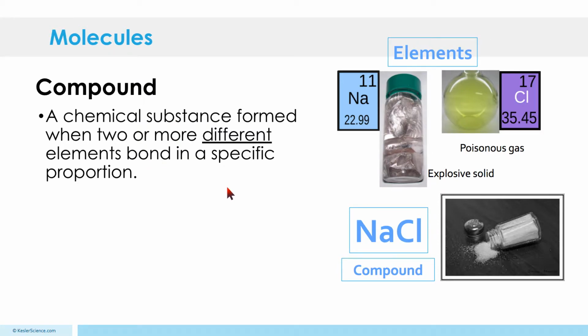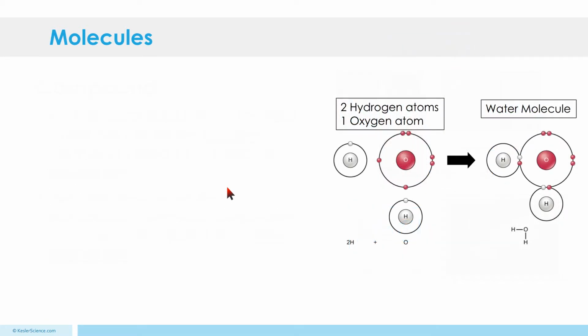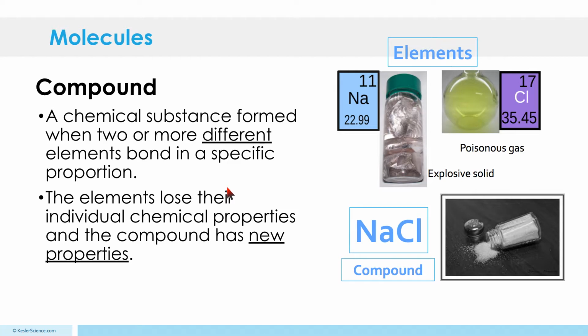But so we now know that a molecule is 2 or more atoms, but a compound is 2 or more elements. And you've got to understand the difference between a molecule and a compound. So let's do a quick test. We have O2. Is that a molecule or a compound? That is a molecule.